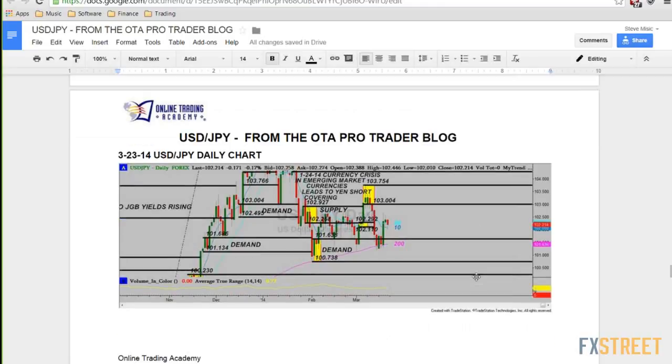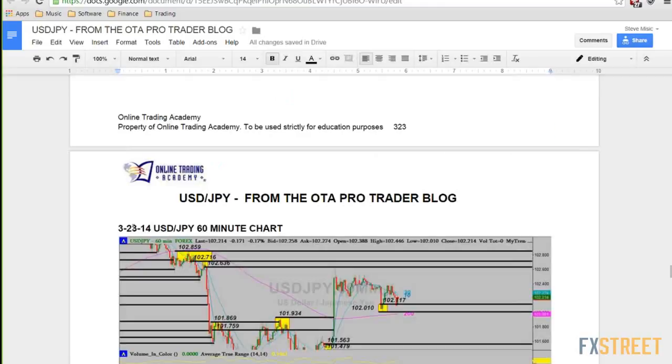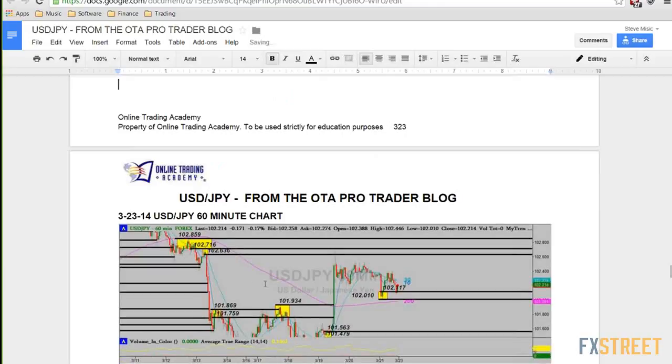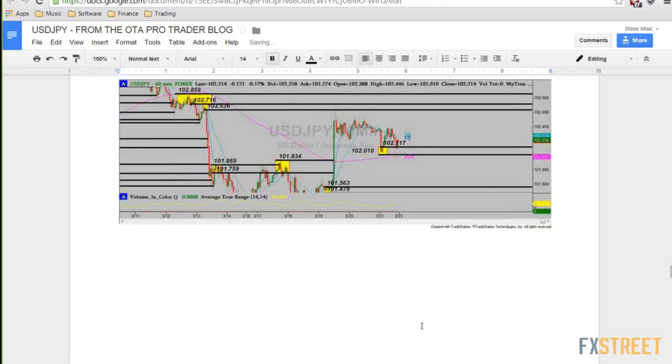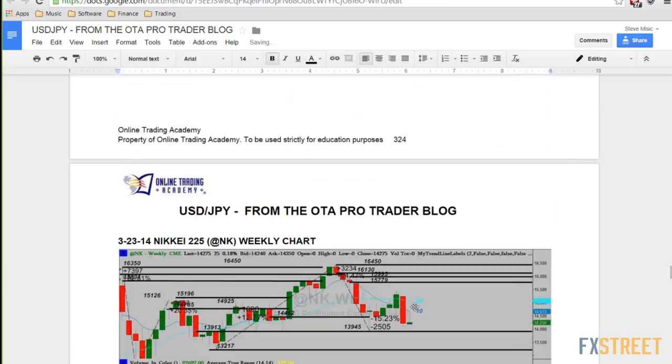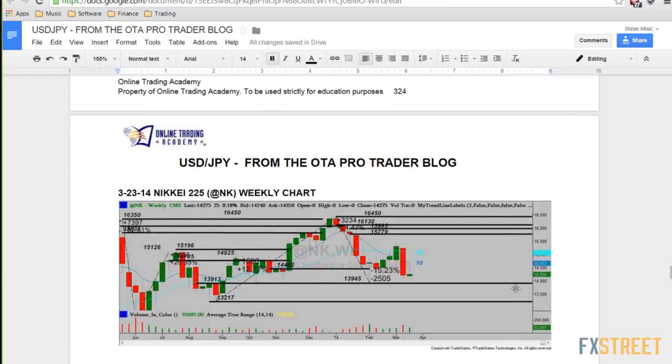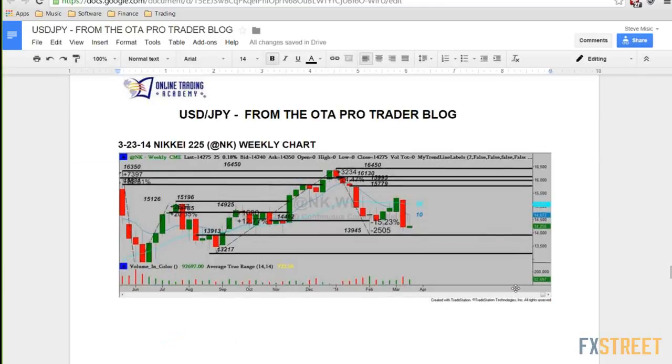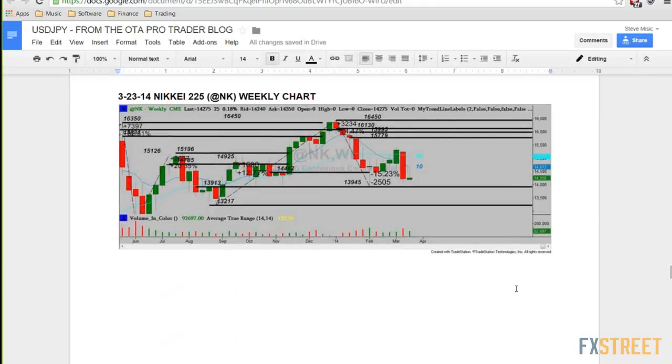And the same thing with the smaller time frame charts for the Nikkei 225. It's pretty much in the same range. It finds buyers in this weekly demand level, just below 14,000. And every time there's a bounce up, they're selling the bounces.